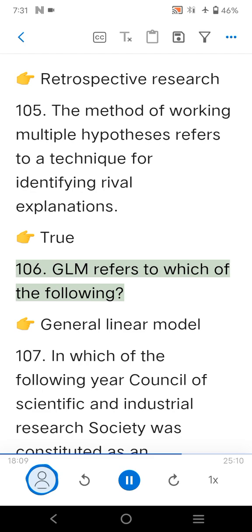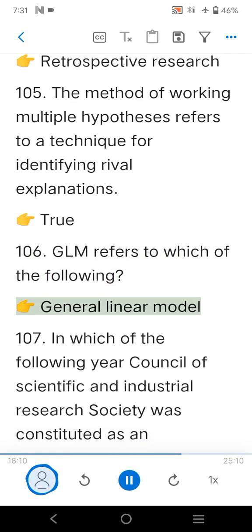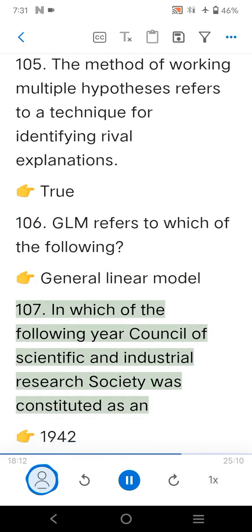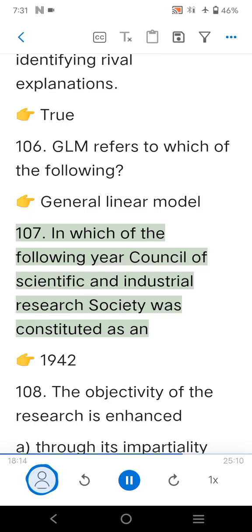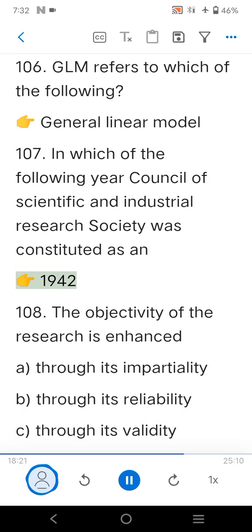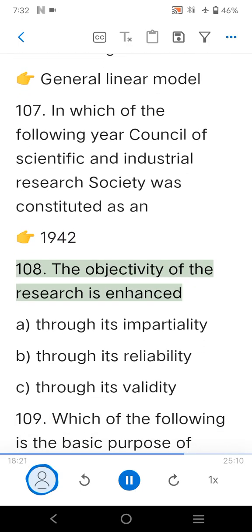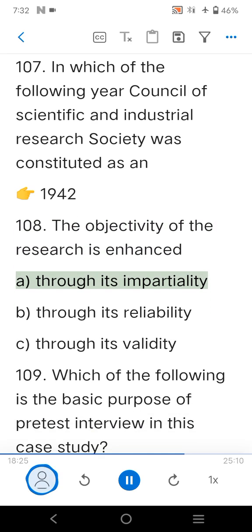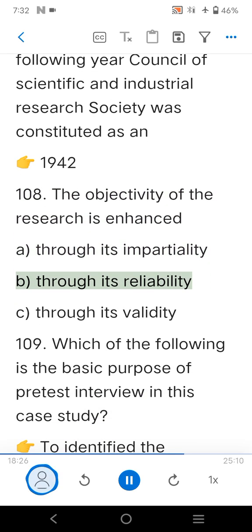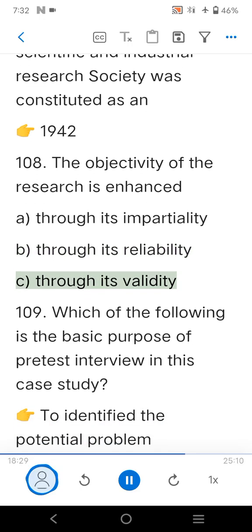106. GLM refers to which of the following? General linear model. 107. In which year was the Council of Scientific and Industrial Research Society constituted? 1942. 108. The objectivity of the research is enhanced A. Through its impartiality. B. Through its reliability. C. Through its validity.